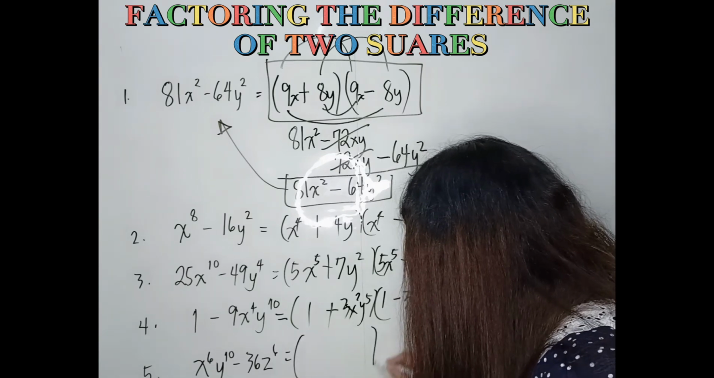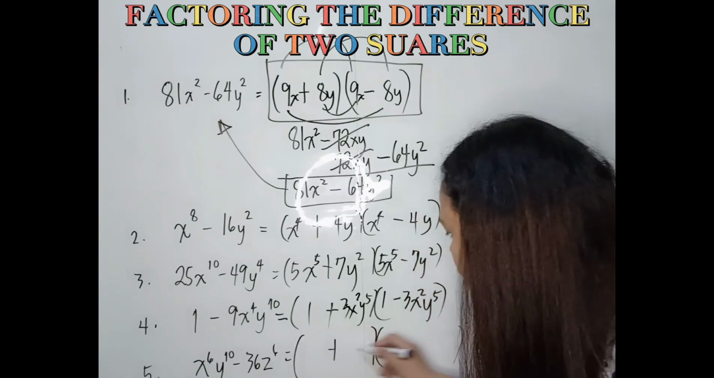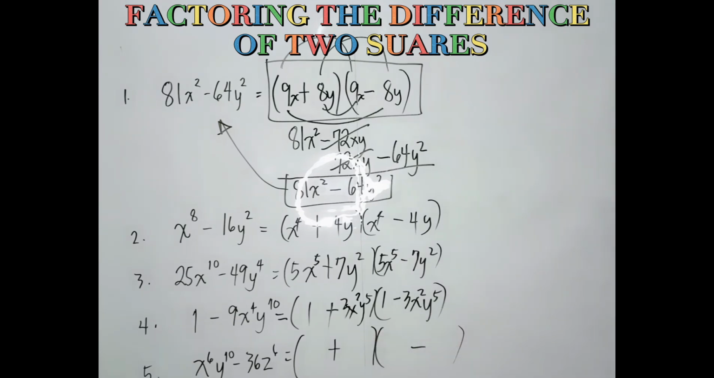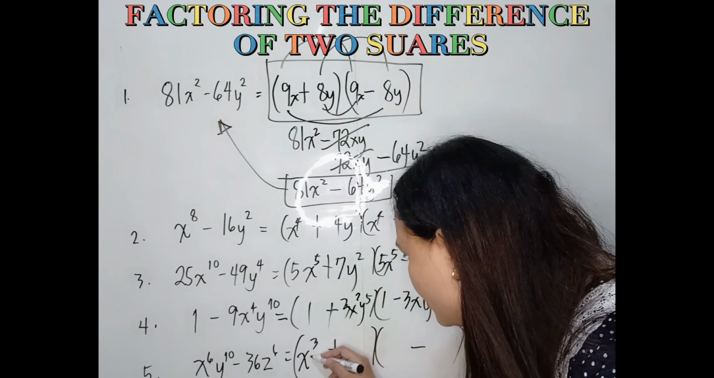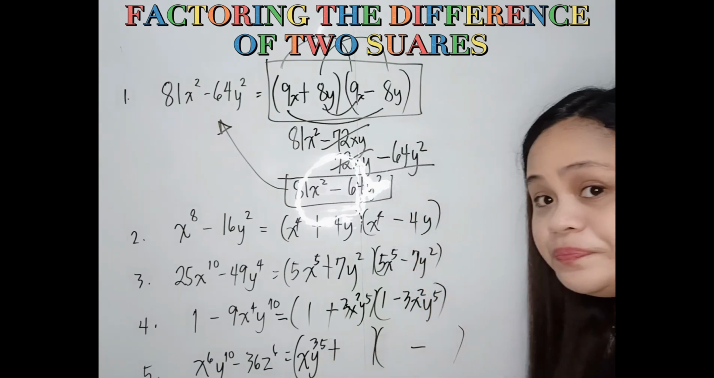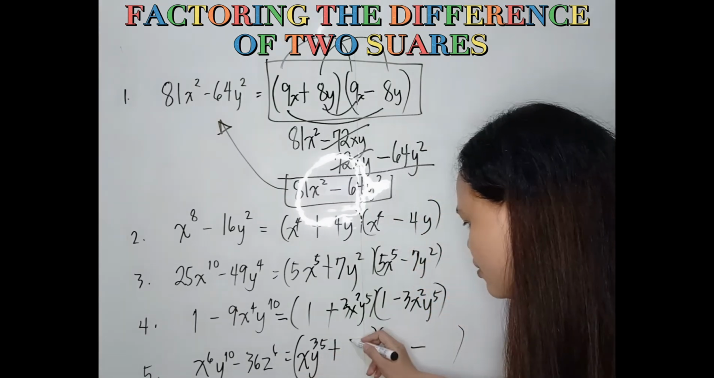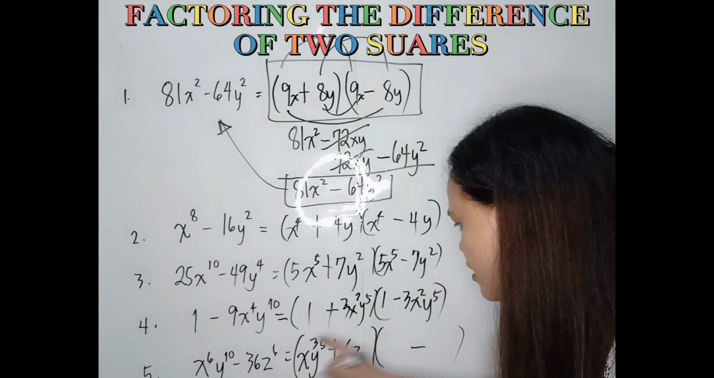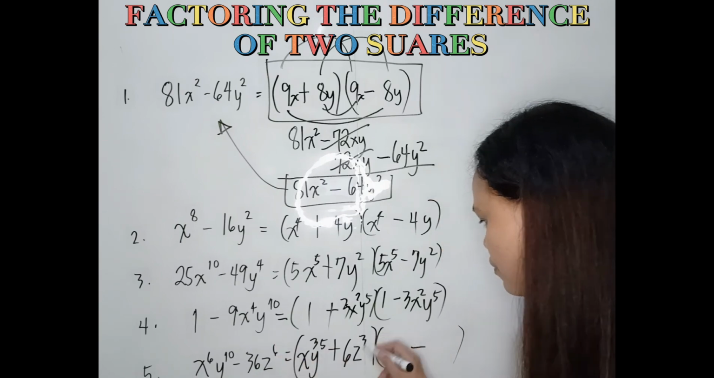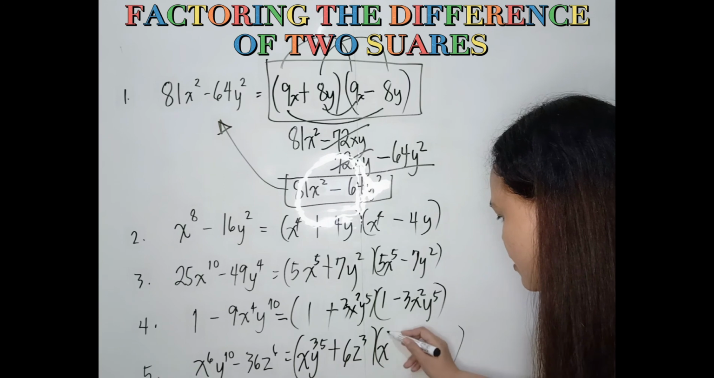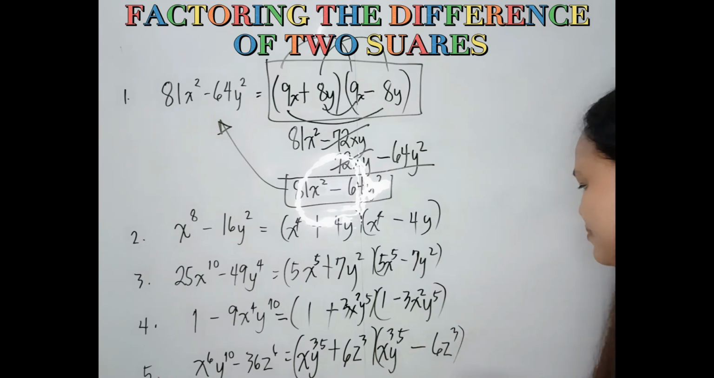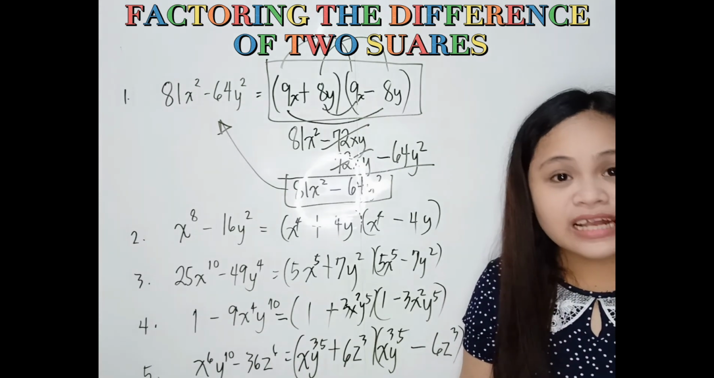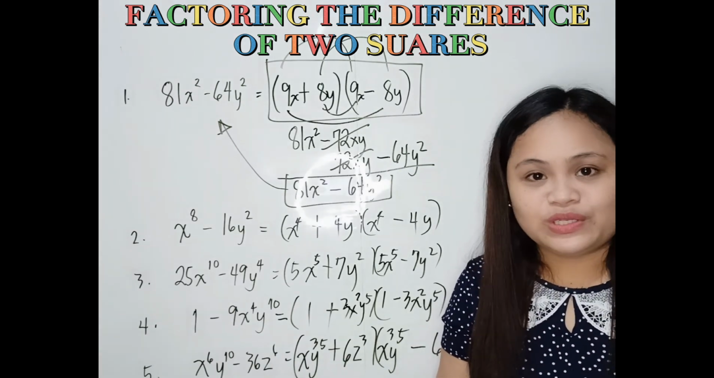Okay, and then last given, we have sum and difference. So, x to the power of 6, so it will become x to the power of 3, y to the power of 5. Then, yung 36, ang square root niyan ay 6. Then, we have z, yung exponent natin ay 6 divided by 2, so 3. Dito natin ilalagay naman yung isang para sa kabila. Okay? So, ganyan lang kabilis mag-factor ng difference of two squares.